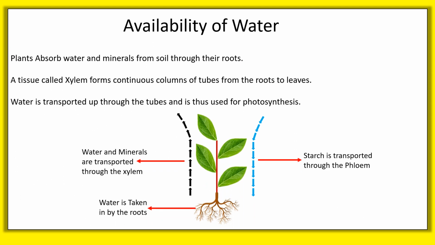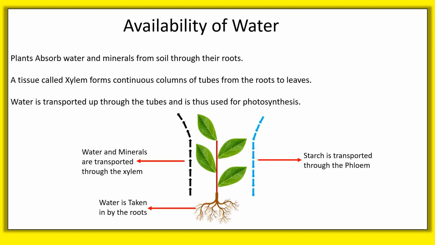Next, availability of water. Plants absorb water and minerals from the soil through the roots. A tissue called xylem forms continuous columns of tubes from the roots to leaves, and water is transported up through the tubes and is thus used for photosynthesis. The black arrow marks show that the minerals are carried up, and the blue arrows show that the minerals are carried down towards the roots.